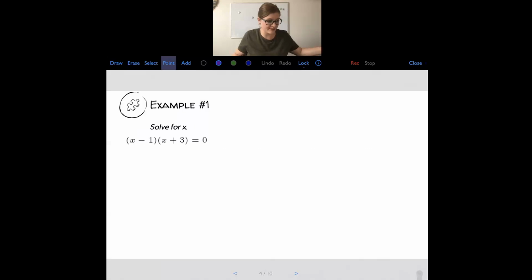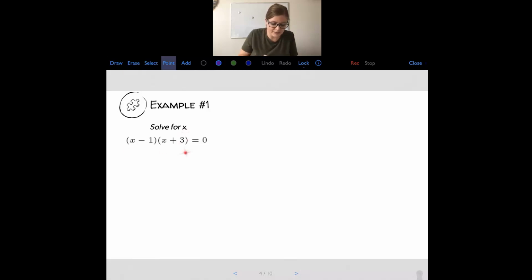So getting into our examples, we're asked to solve for x, and we have x minus 1 times x plus 3 is equal to 0. If you were to multiply out these two factors, you would get a quadratic equation, but this is already factored for us. So we're going to talk about a couple things here.